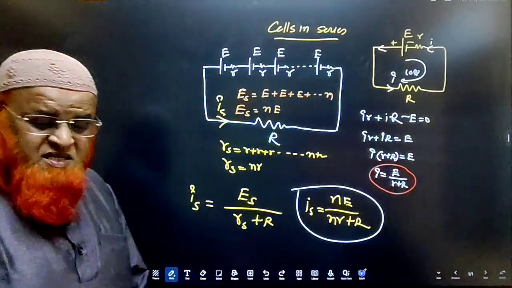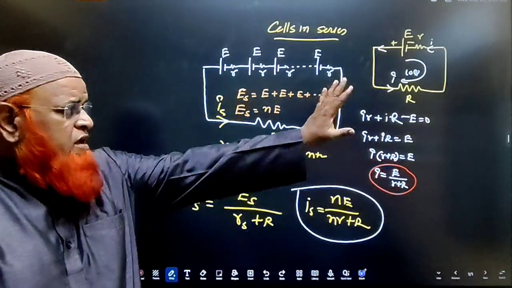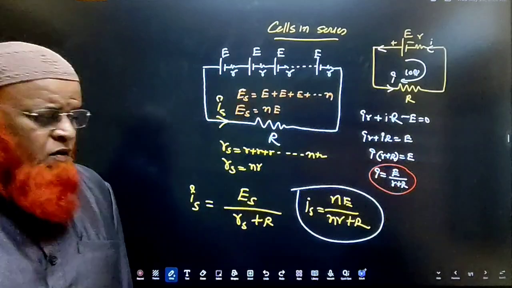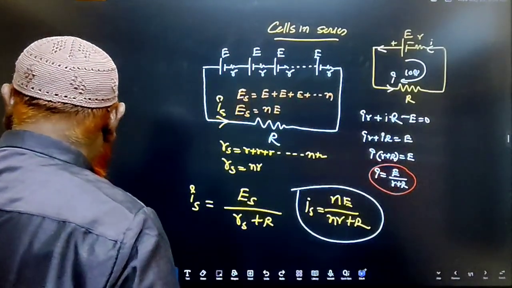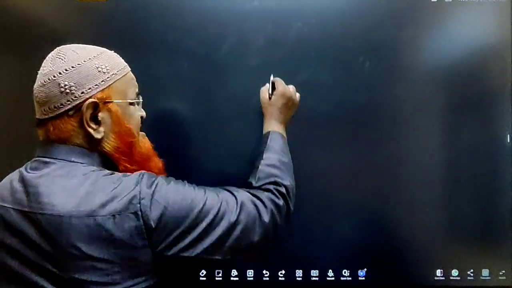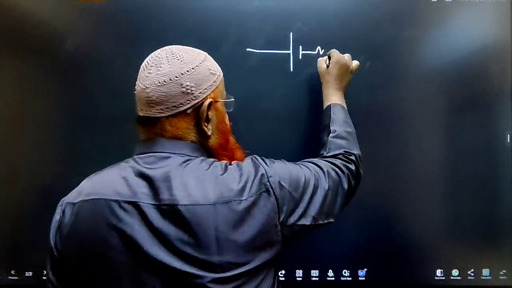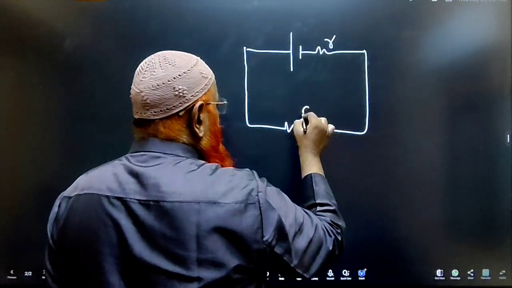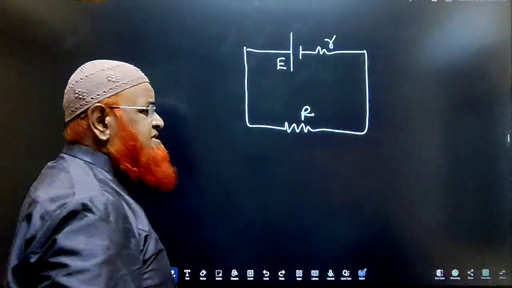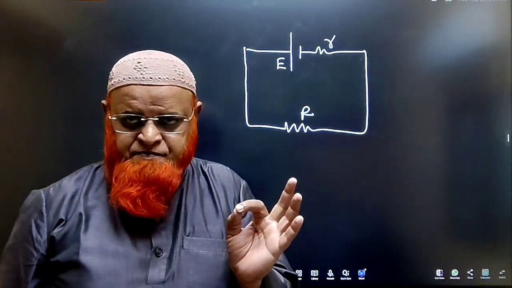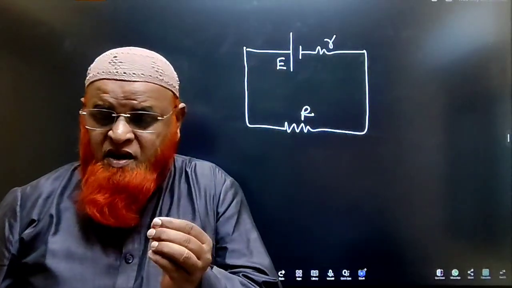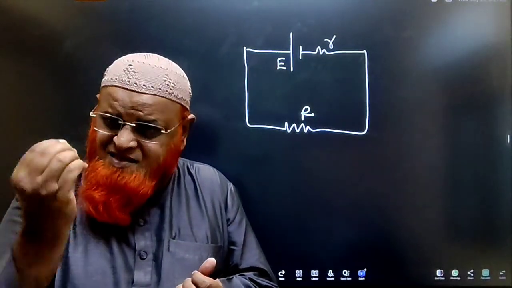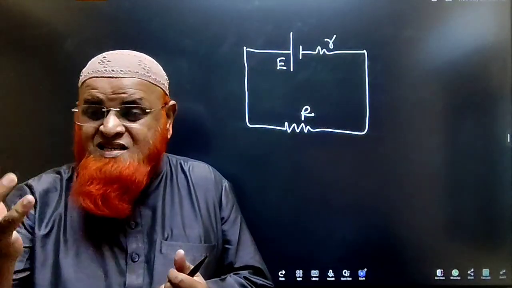Even if I say a shortcut method to remember what is the current passing through this simple cell, what is the shortcut formula here? You need not always apply Kirchhoff's law and write the equation. Instead of applying Kirchhoff's law, you all know that every cell has some amount of internal resistance, just like every human body has antibodies which offer a small amount of resistance to your diseases.